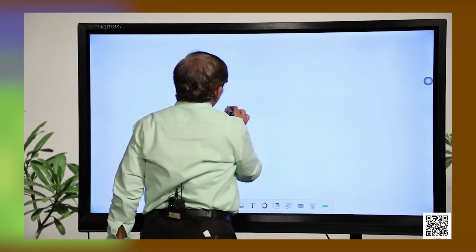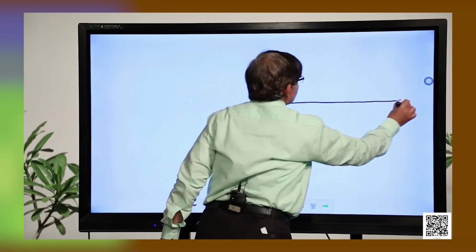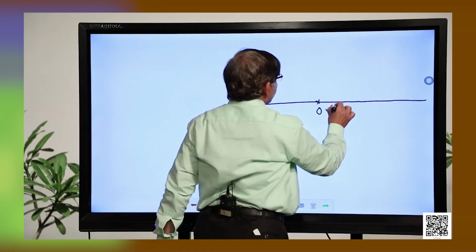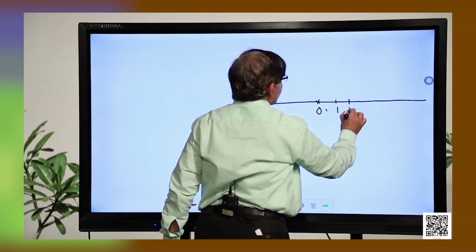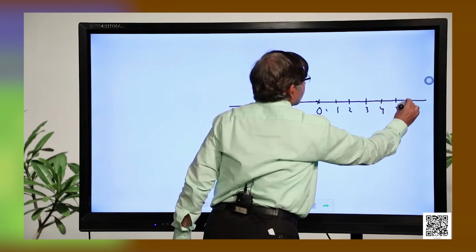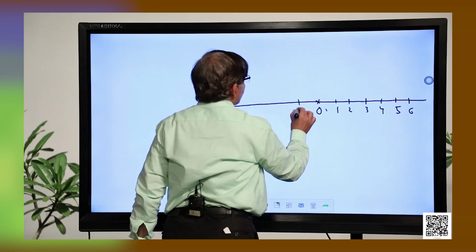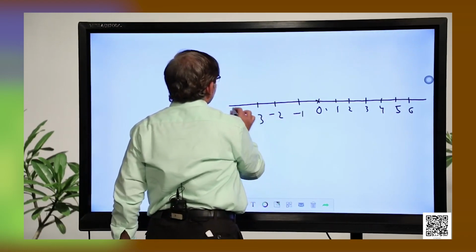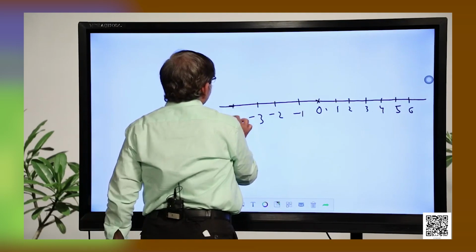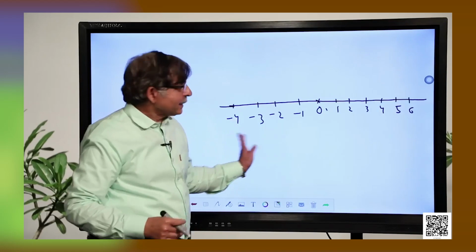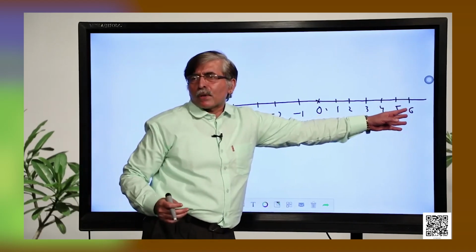So, in case of a number line, this is our 0. Here this is maybe 1, this may be 2, this may be 3, this may be 4, 5, 6, and this is your minus 1, this is your minus 2, this is your minus 3, this is your minus 4, and so on, because on this side also numbers are going and on this side also numbers are going.